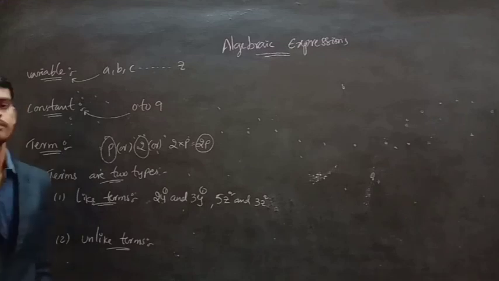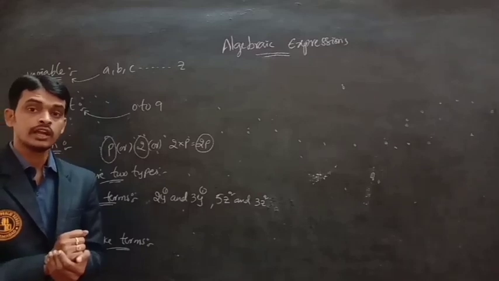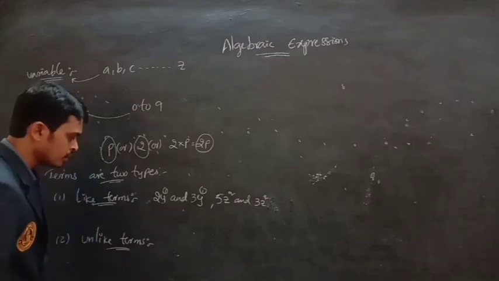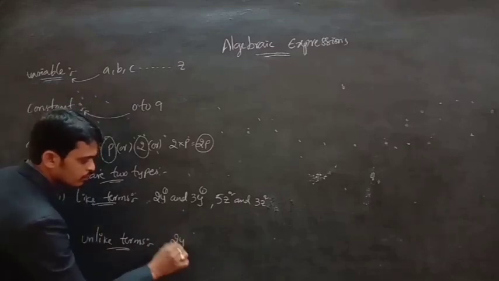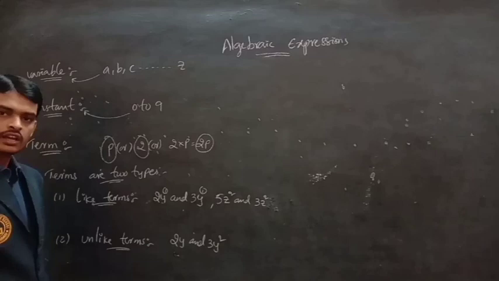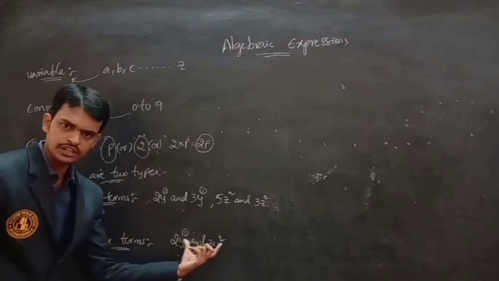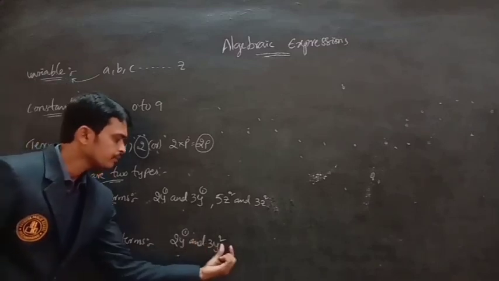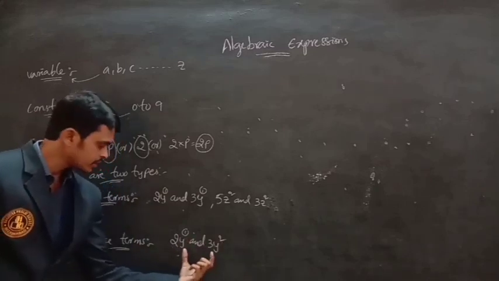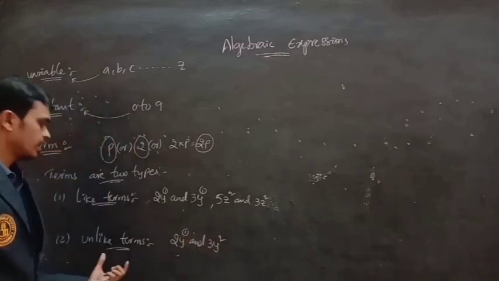Next, unlike terms. The terms which consist of the same variable but whose exponents are not the same are called unlike terms. For example, 2y and 3y square. Here the variable is the same, but is the exponent the same? No. Here the exponent is 1, here the exponent is 2. So terms which have the same variable but different exponents are called unlike terms.